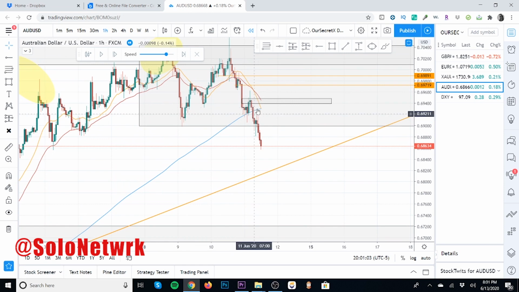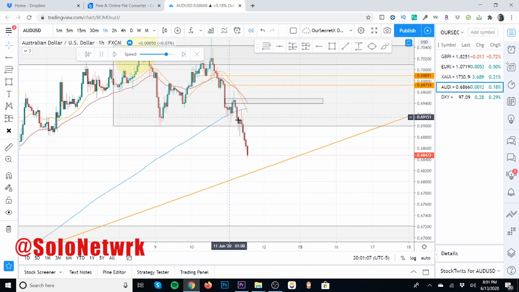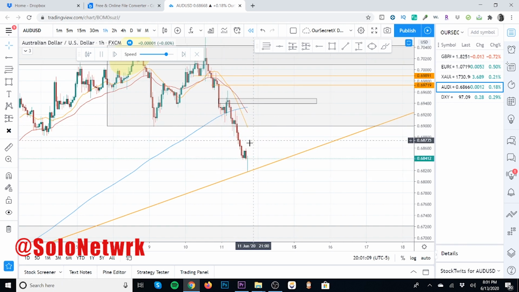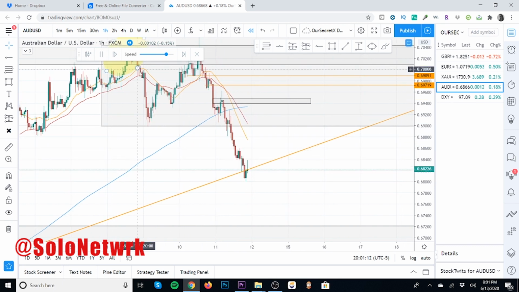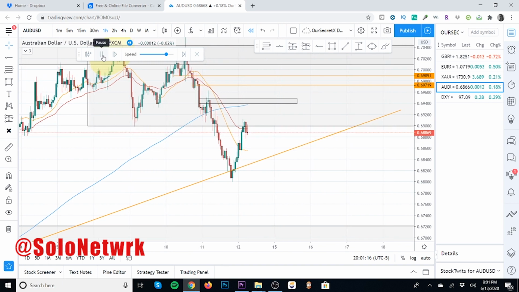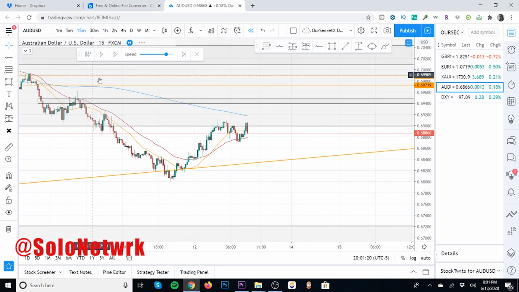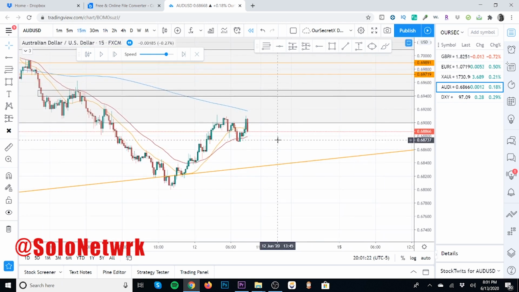And not only that, if you would have missed that, potentially you could have got in again if it would have tested this zone area. But as we see, it looks like it never did. I don't know if it did. Let's see. It did. Okay, so it's testing it now. So, wow, look at that, amazing. So if you wanted to get in again, you can.